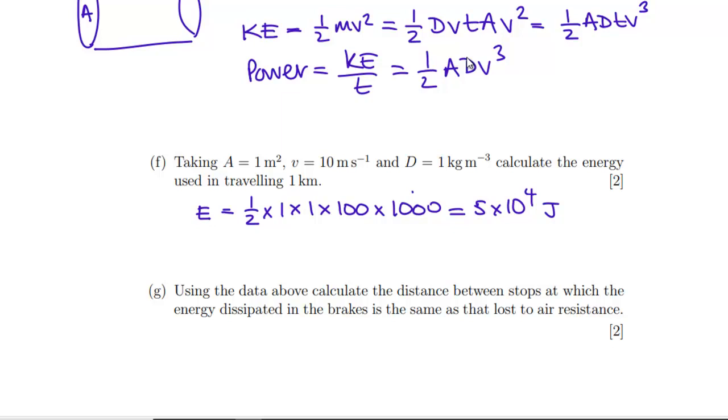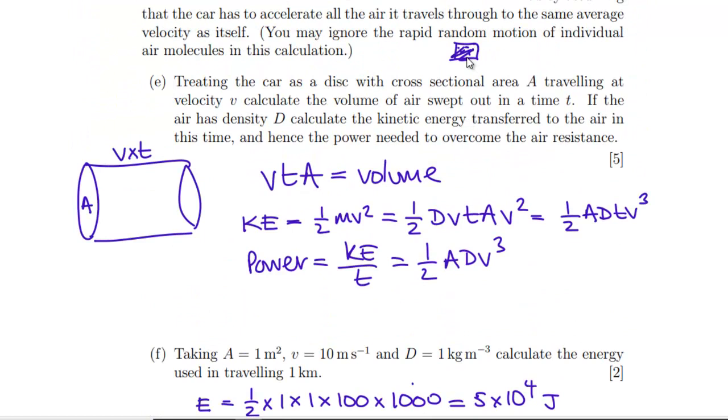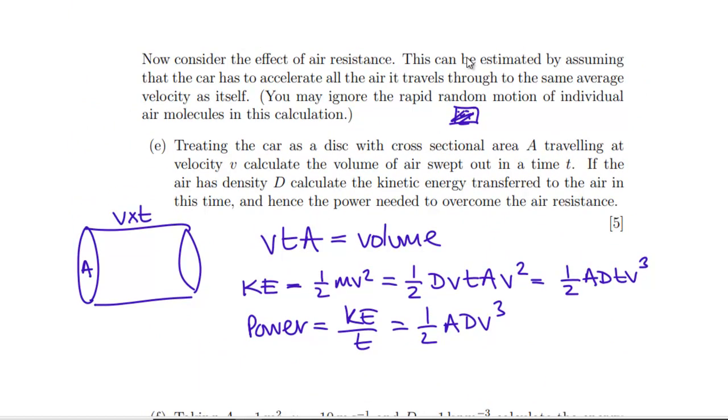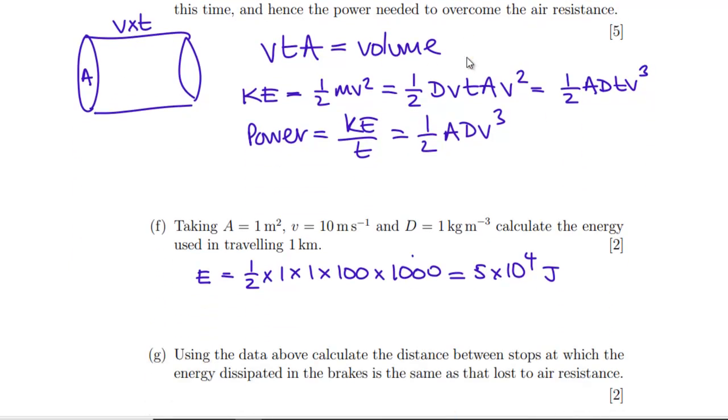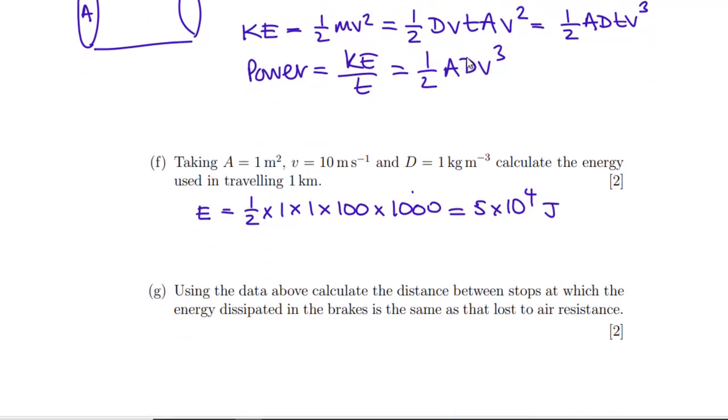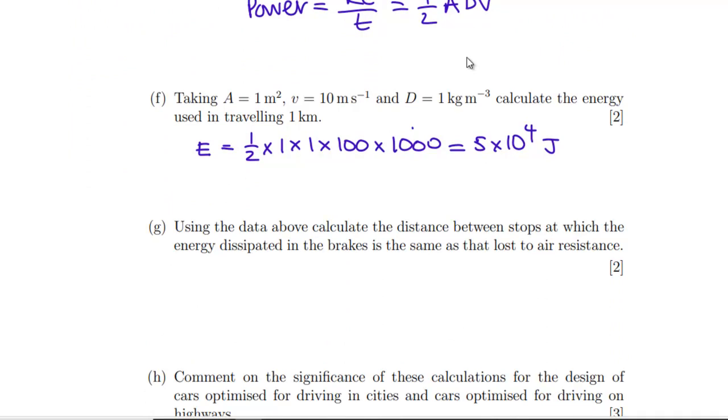Using the data above, calculate the energy used in traveling 1 kilometer. I wonder if we need to put the energy of the car in, but it's not saying anything about the car. I think the car's already at that speed. It hasn't accelerated up. So I think we're just looking at the energy of the air. It's only 2 marks, so that's probably what it is. In this section, they've said nothing about accelerating the car, so that's going to be the work done against air resistance.